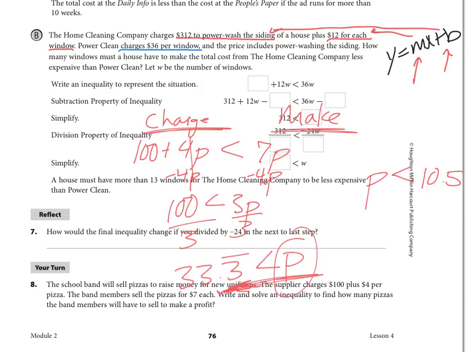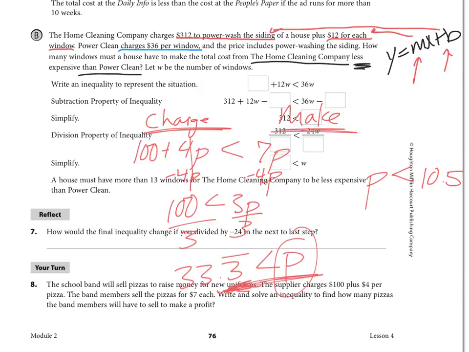Remember we did problems with gym memberships. We said one gym membership costs us a lot up front, but they charged us less per month. And then one charged us more per month, but we didn't pay a lot up front. Similar problem here. Power Clean charges us more per window, but we don't have to pay a flat fee. Home Clean charges us less per window, but we have to pay $312 up front. So what it's wanting here is it's wanting the Home Clean company to be less expensive than Power Clean.